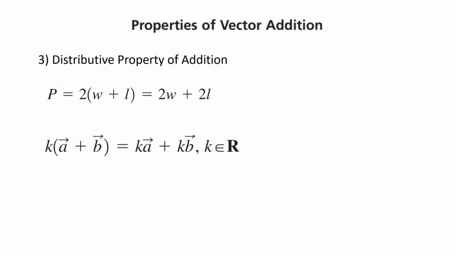Rule number 3, distributive property of addition. This rule states that you can factor out a common value and distribute it into brackets, and your result will be the same. Such as in this equation, distributing the value will not impact my result, or when I distribute the value k into my vectors, I will get the same result.